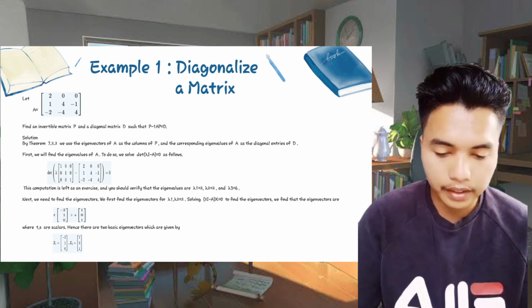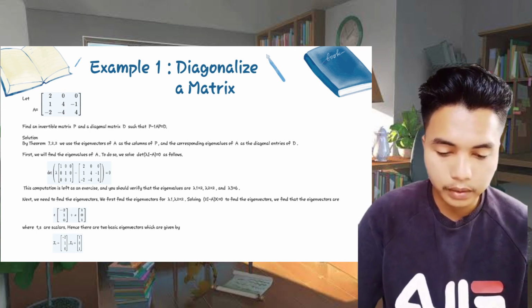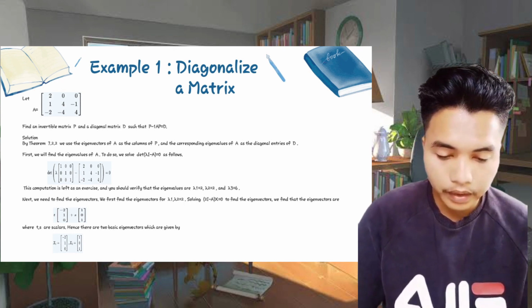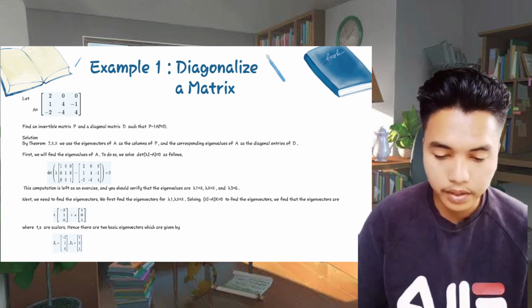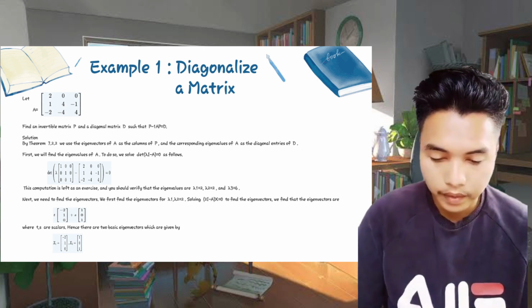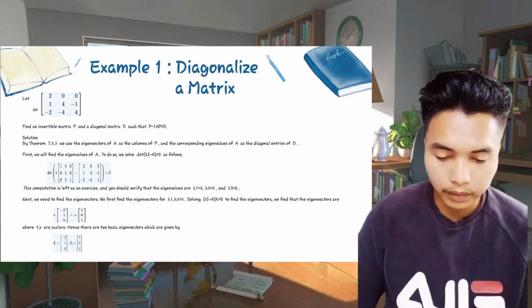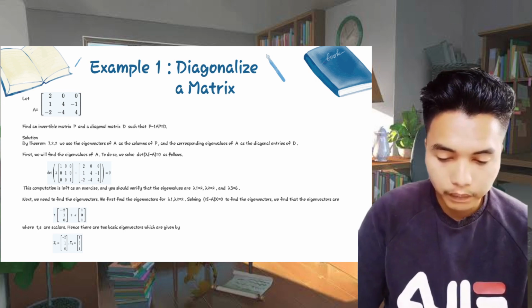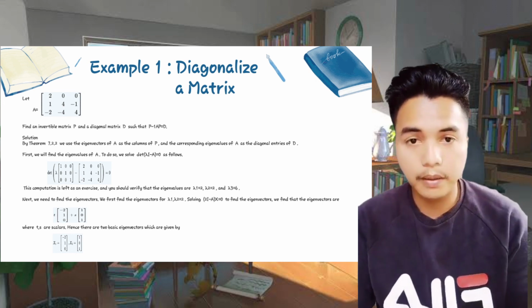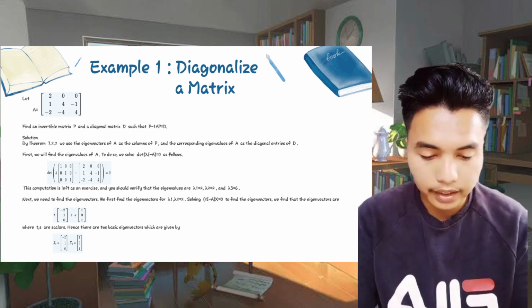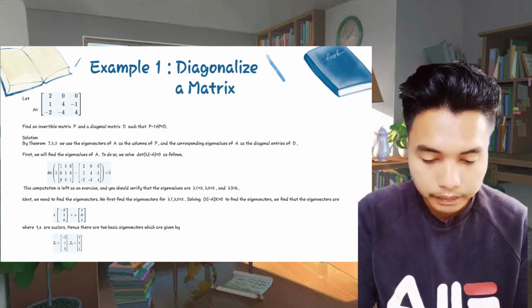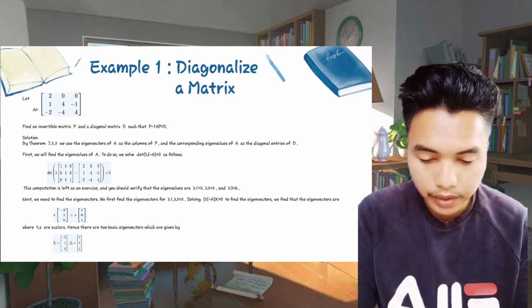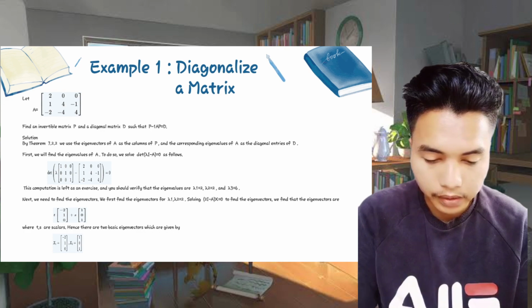We will find the eigenvalues of A. To do so, we solve det(λI minus A) equals 0 as follows: the identity matrix 1, 0, 0; 0, 1, 0; 0, 0, 1 times λ minus the matrix 2, 0, 0; 1, 4, negative 1; negative 2, negative 4, 4. This computation is left as an exercise and you should verify the eigenvalues. Next, we need to find the eigenvectors. We first find the eigenvectors for each eigenvalue, solving the equation.